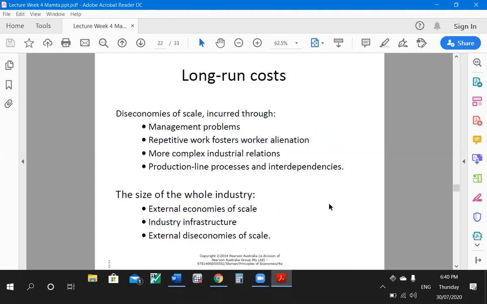And where do these diseconomies of scale come from in the long run? These diseconomies of scale come with the management problem. They can't control it, the firm is too big. They can't control it anymore. Repetitive work fosters work alienation. So when you do the same work again and again, what happens? You become monotonous.